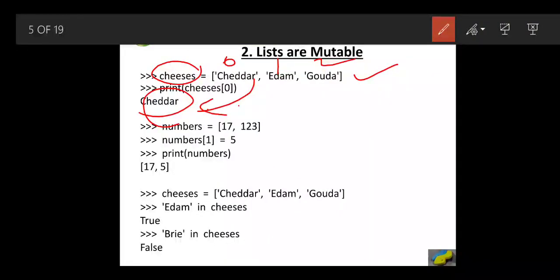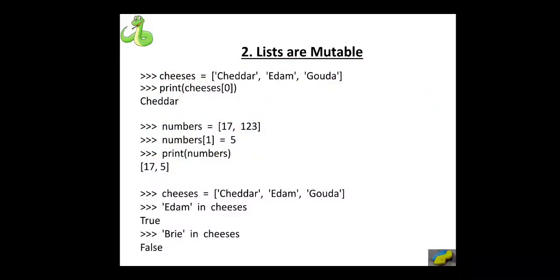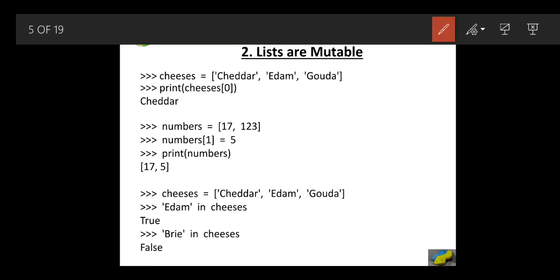Next, second example, numbers equal to 17, 123. 17 will be stored in index 0, 123 will be stored in index 1. If I want to modify these numbers, I can do that also. For example, consider instead of 123 I need 5. 123 is present in index 1, so if I give numbers of 1 equal to 5 and then print, 123 has been changed to 5.